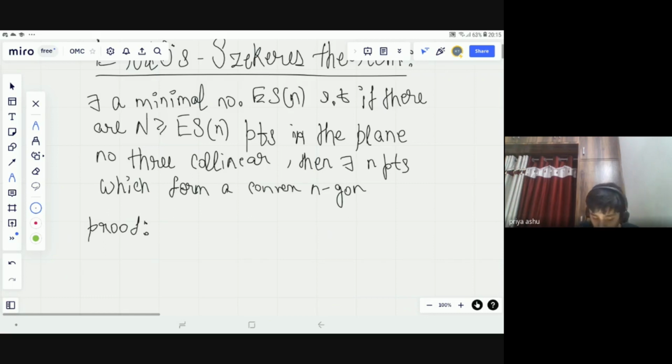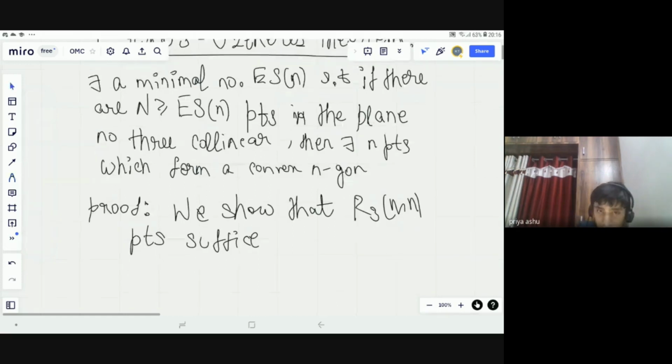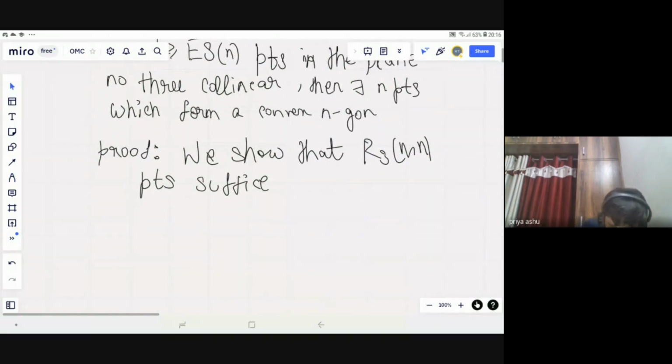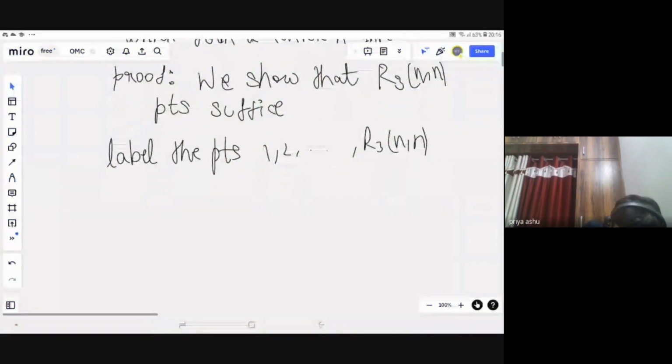Okay. To prove this, we show that R3 of n comma n points suffice. So we label the points from 1 up to R3 of n comma n. Now we construct a graph G.